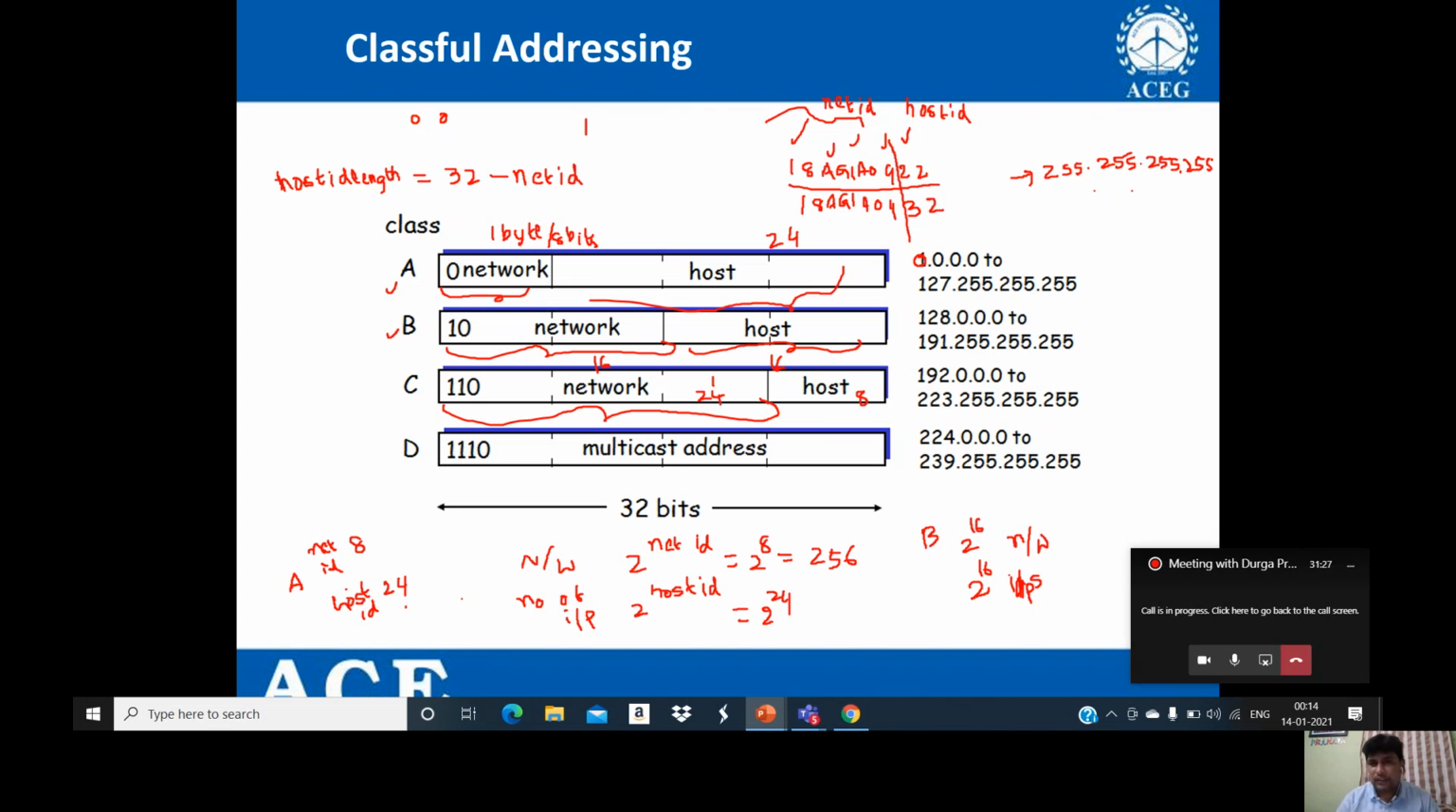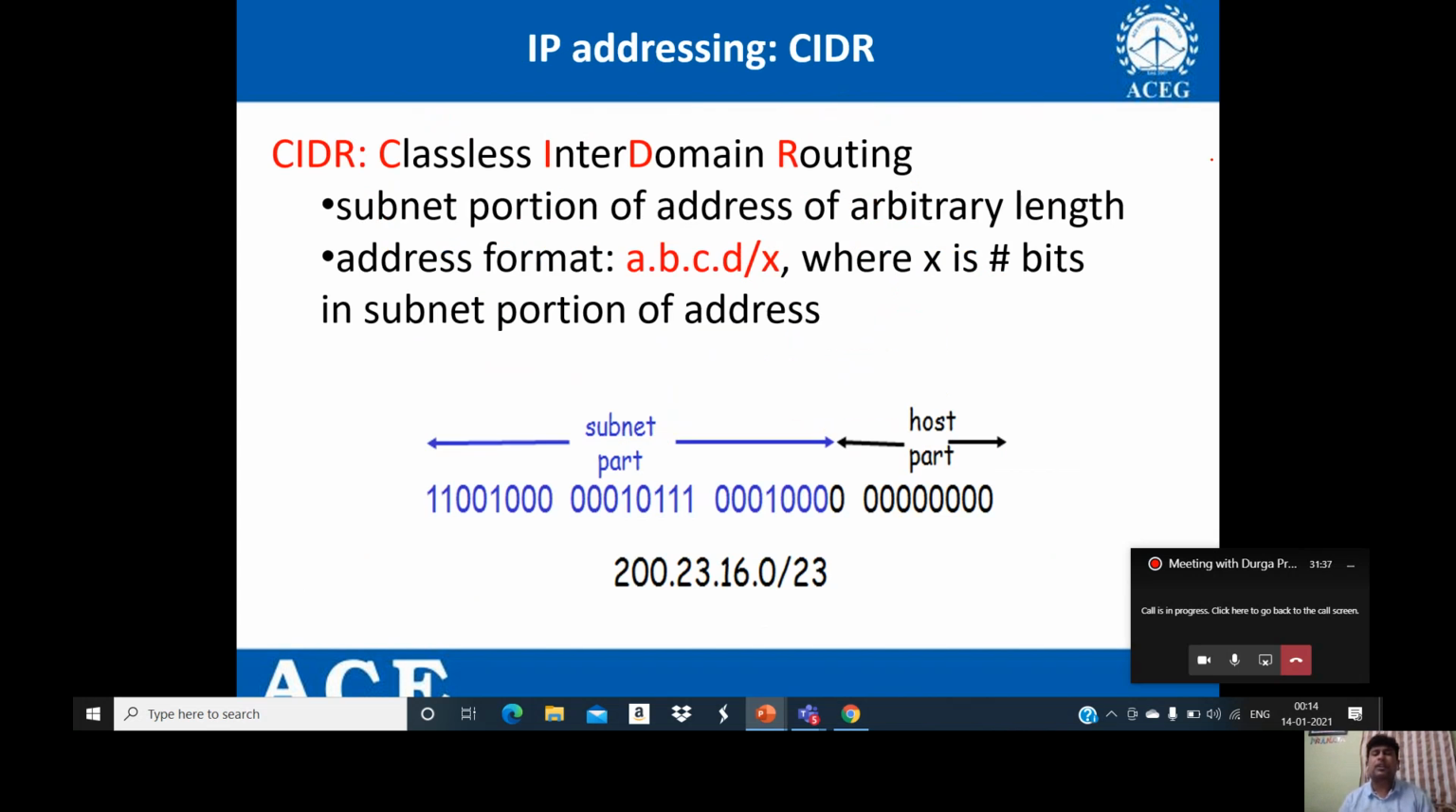So here, these drawbacks in classful addressing can be overcome by using an addressing mechanism called classless addressing. Let us look at it. Classless addressing is referred to as the classless interdomain routing mechanism. If you look at your previous slide about classful addressing, you could find there that the length of network ID and the length of host ID bits are fixed.